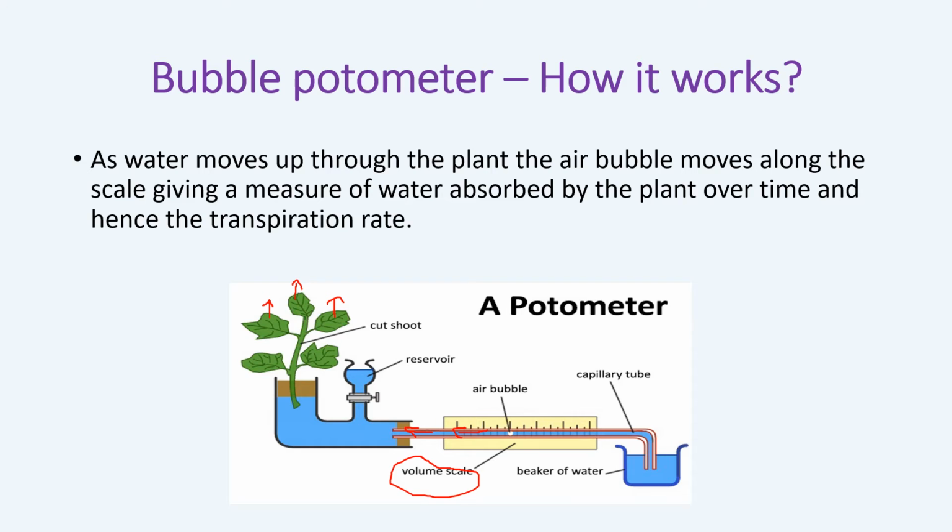So usually beside the shoot there will be oil or there will be a stopper or something, and that is to stop water being lost from evaporation outside of the shoot, because we only want the water lost from the leaves calculated, not from the water on the outside of the shoot. So make sure you understand that and know that before you move on.